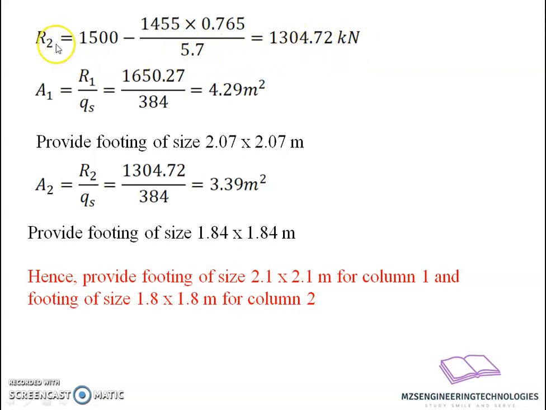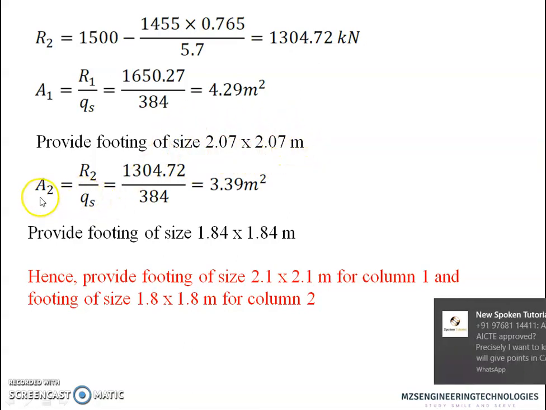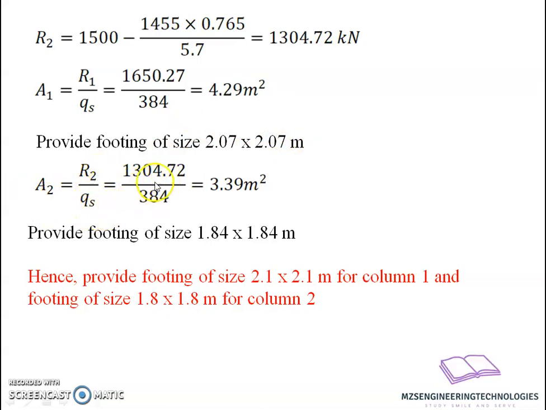After knowing the new R1 and R2 values, once again I will go with the estimation of areas. Area A1 will be R1 divided by QS. QS is the safe load carrying capacity of the soil. From this we estimate once again the area requirement as 4.29 meter square. Providing a footing of size 2.07 by 2.07 will be the proportioning of the area for column 1. Similarly, for column 2, A2 equals R2 divided by QS, which equals 1304.72 divided by 384. It is 3.39 meter square. Hence, we can say provide a footing of size 1.84 by 1.84 meter.